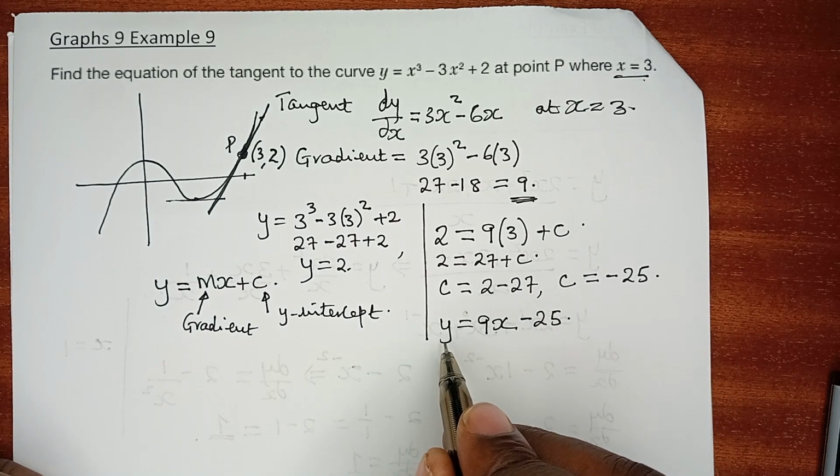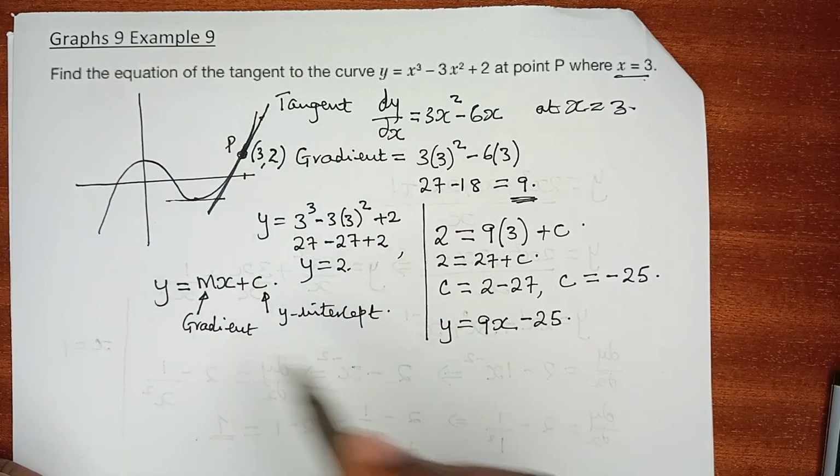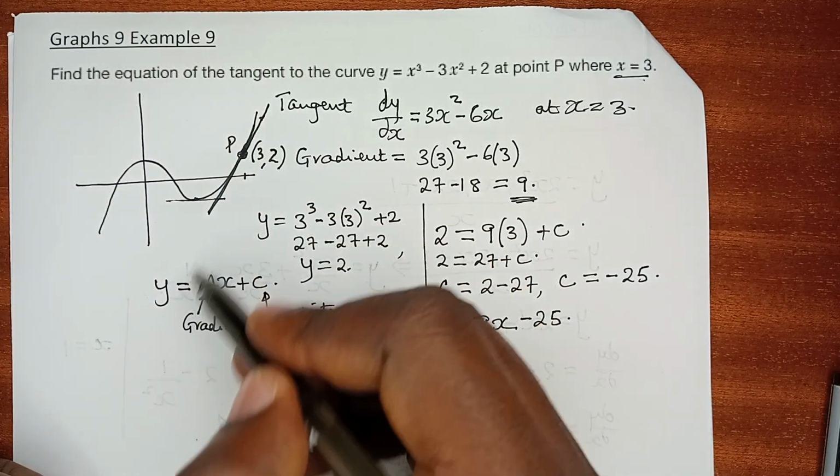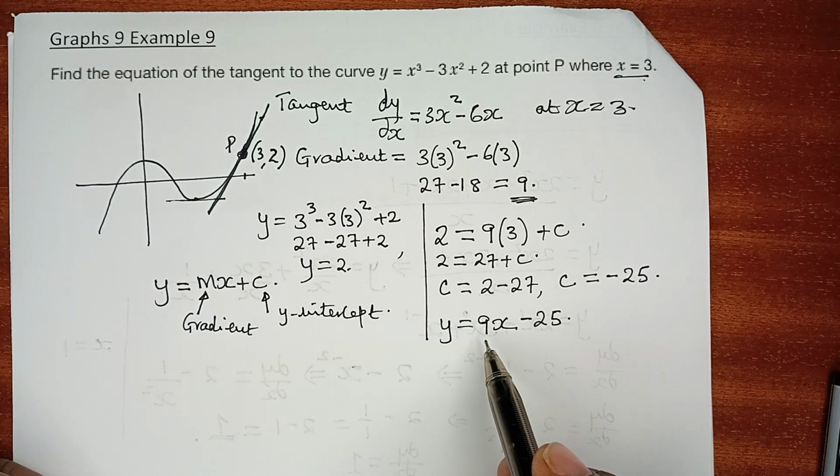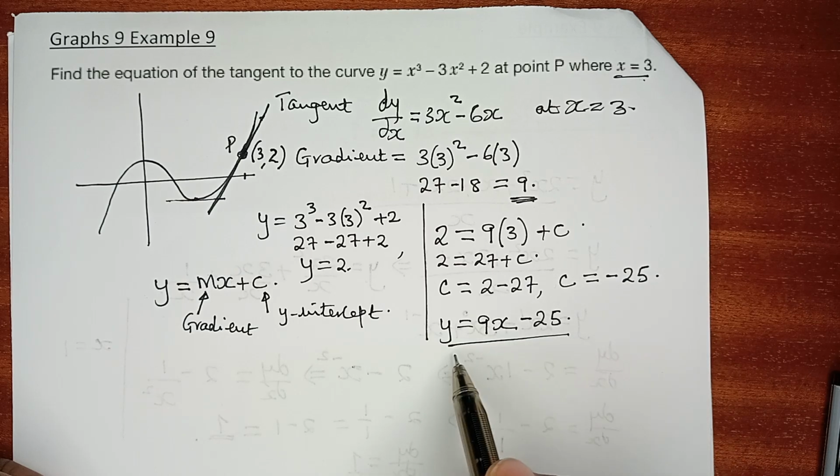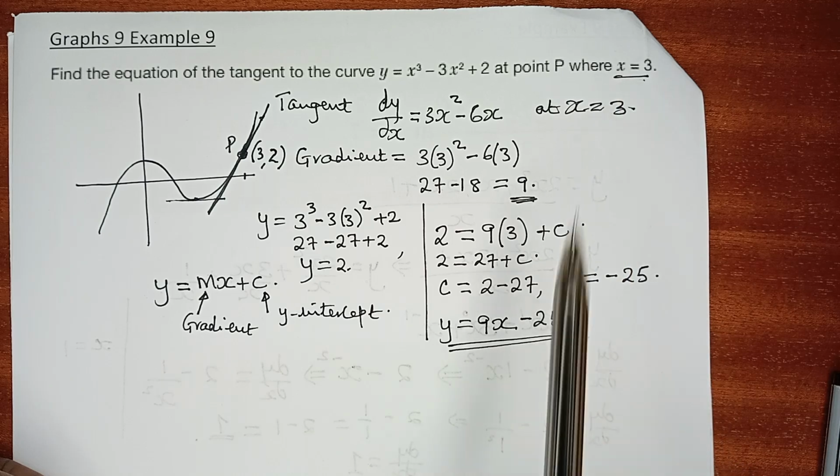Remember, y keeps changing along the straight line, and x keeps changing along the same straight line, but the gradient is constant because it's a straight line, and the y-intercept has been identified. So, ladies and gentlemen, that is the equation of the tangent to the curve at the point where x is equal to 3.